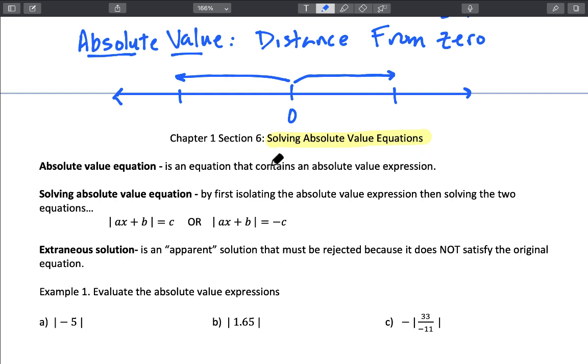Chapter 1, Section 6 video notes. Today we're going to talk about solving equations that involve absolute values. Before we do that, let's talk about what the absolute value is.